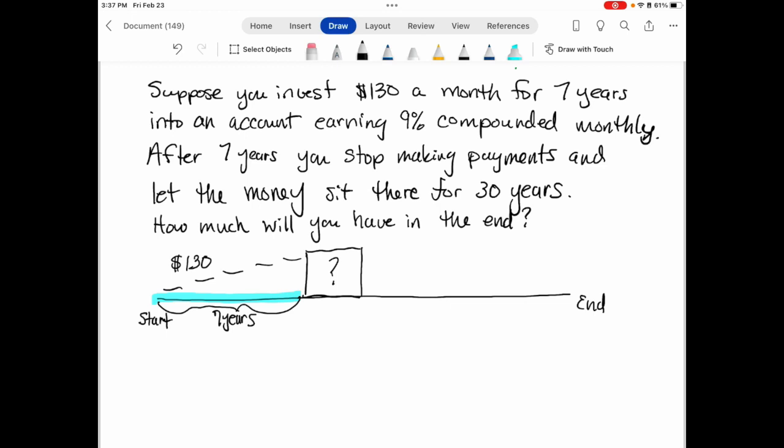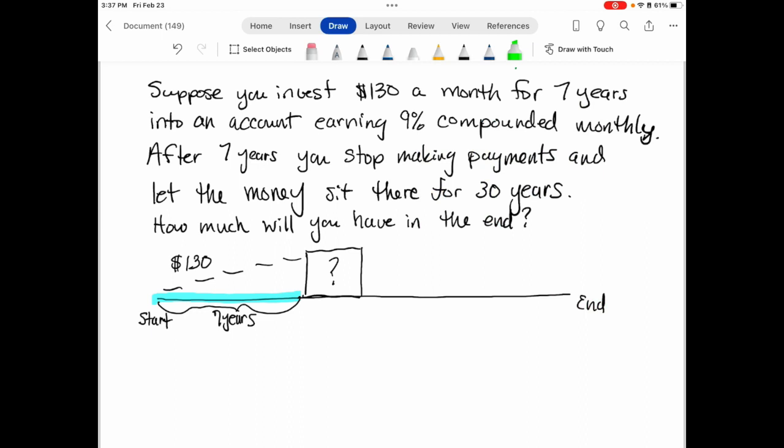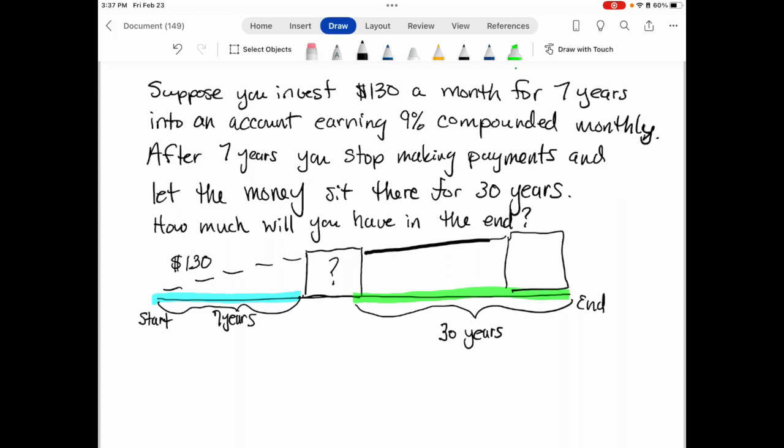We don't know what that is yet, but we need to figure that out in order to get the final answer. Now we're going to look at the 30 years. So we leave that lump sum in the bank, we stop making payments, and then we just let that grow to a bigger lump sum. This is what the question is asking us to find. What is the future value at the end of that 37 years?